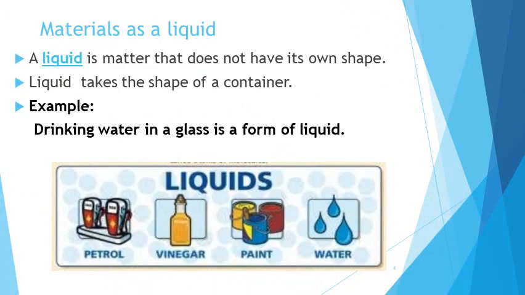Materials as a liquid. A liquid is matter that does not have its own shape. Liquid takes the shape of a container. For example, drinking water in a glass is a form of liquid. And here are some examples of liquid, like petrol, vinegar, paint, and water. So in the previous slide we talked about solid and we said that solid is matter that has its own size and shape. And here the liquid is a matter that does not have its own shape.